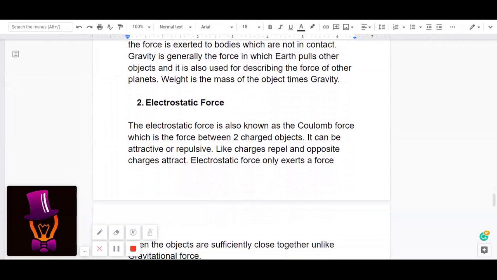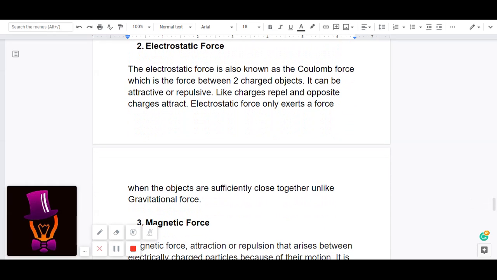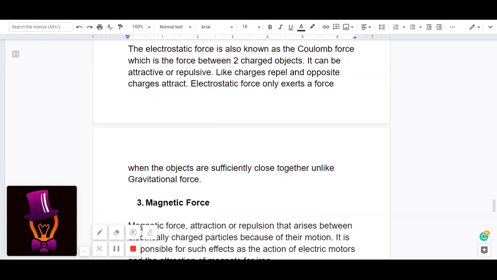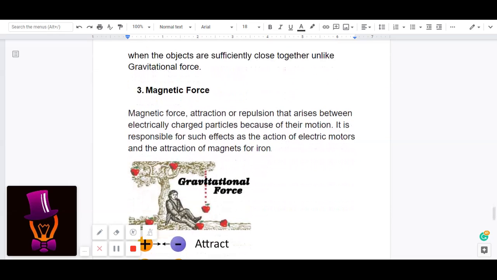Then next is the electrostatic force. The electrostatic force is also known as Coulomb force, which is the force between two charged objects. It can be attractive or repulsive. Like charges repel and opposite charges attract. Electrostatic force only exerts a force when the objects are sufficiently close together, unlike gravitational force. Next is the magnetic force. Magnetic force is the attraction or repulsion that arises between electrically charged particles because of their motion. It is responsible for effects such as the action of electric motors and the attraction of magnets for iron.